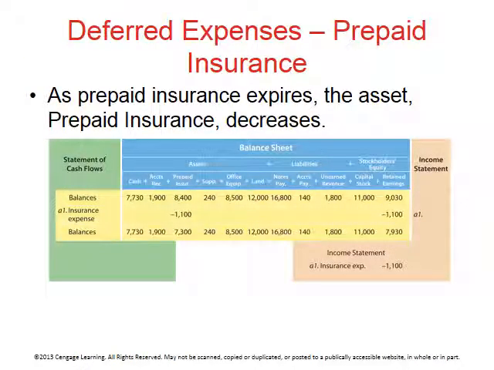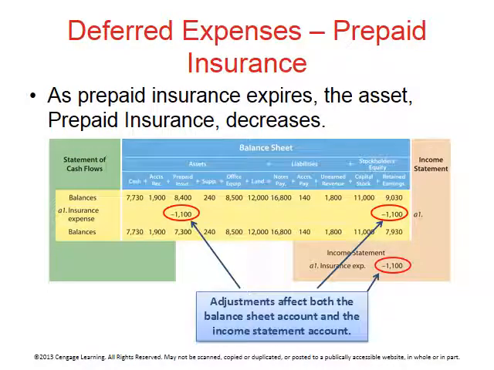So let's look at an adjustment for prepaid insurance. So for prepaid insurance, as it's used in what's called expired, we'll reduce prepaid insurance by $1,100 every month, and then we'll recognize insurance expense on our income statement for $1,100 every month. And then we know expenses reduce retained earnings on the balance sheet, so retained earnings is thus reduced by $1,100.